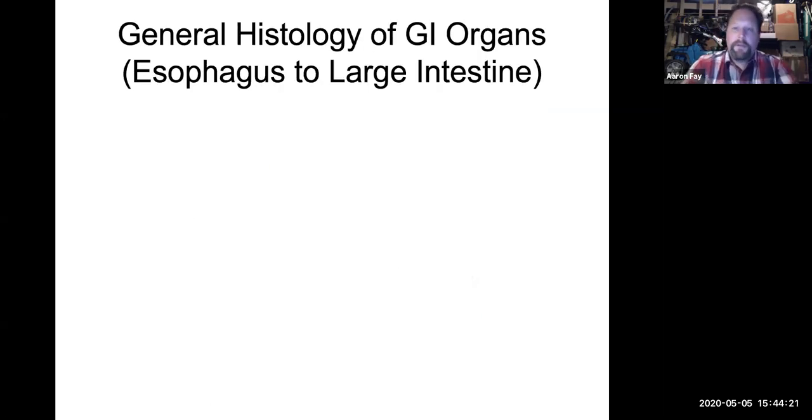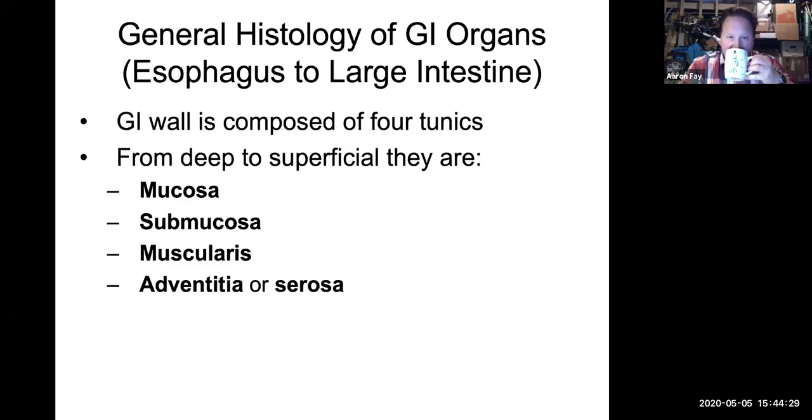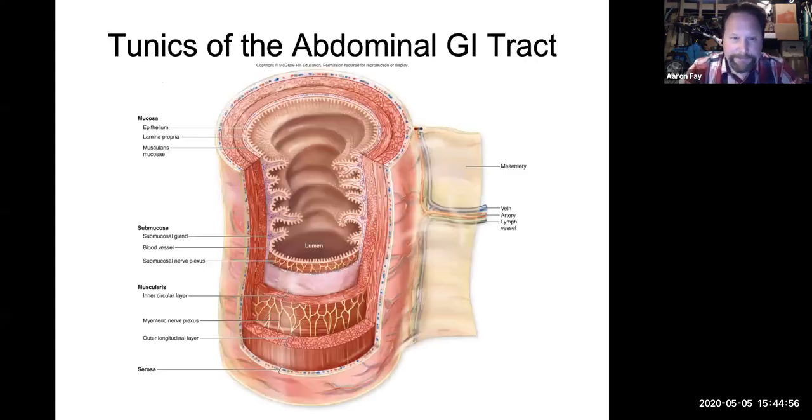Okay, so let's switch gears a little bit and start talking about very small things. We need to look at the histology of our GI tract. The GI tract is made of 4 tunics, 4 layers. Going from the inside out, from deep to superficial, they are mucosa, the submucosa, the muscularis, and then the outermost layer is called adventitia, or sometimes it's called serosa. And we'll talk about why they have 2 different names.